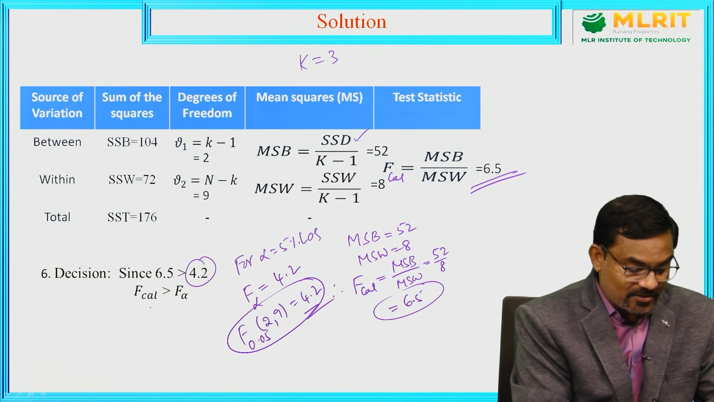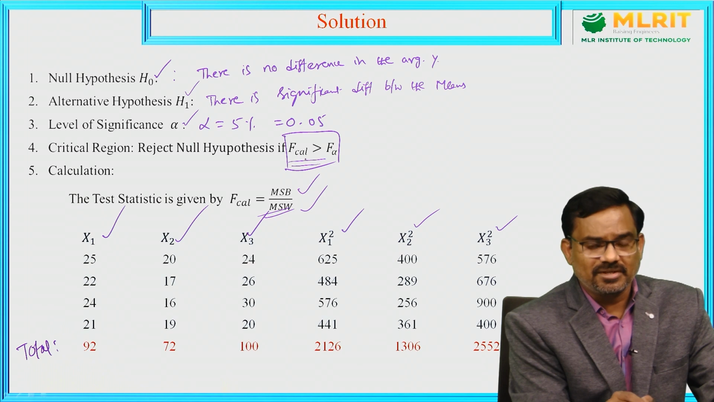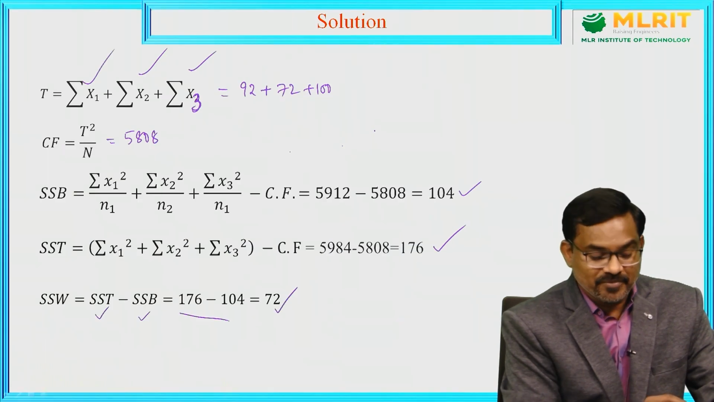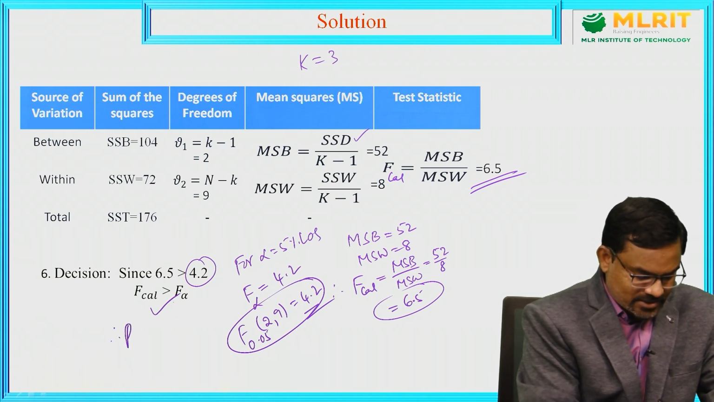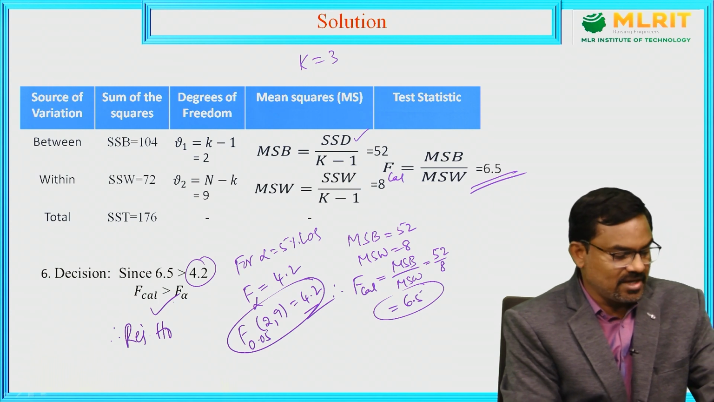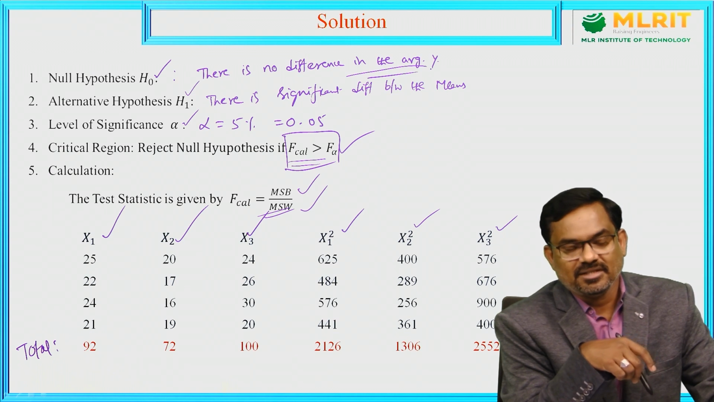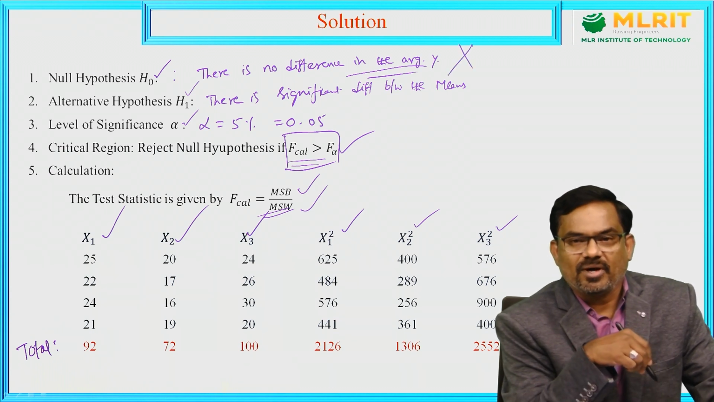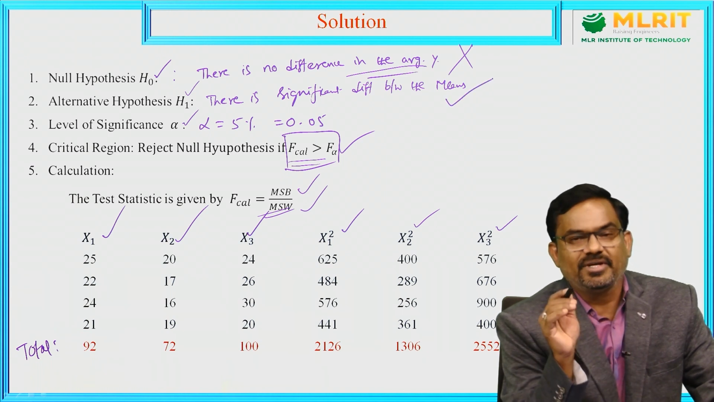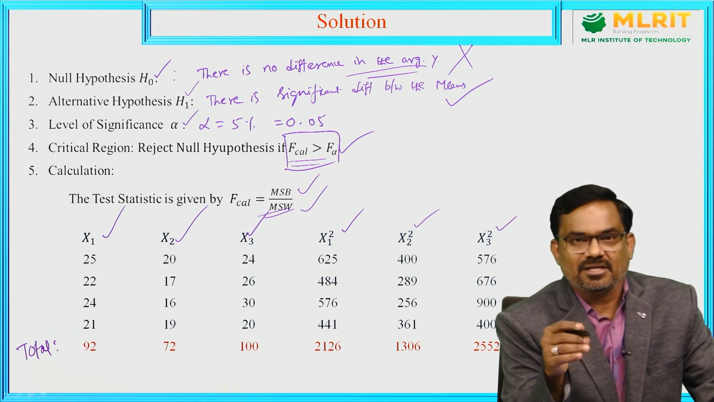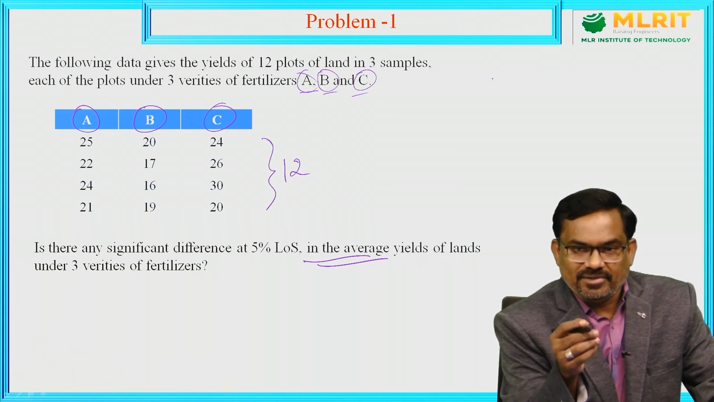Since the calculated value is greater than the tabular value, you can see here we have to reject the null hypothesis. If the calculated value is greater than the tabular value, we reject H naught. What is the H naught considered? There is no difference in the average yields. So, we are rejecting this H naught. What does it mean? We have to accept the alternative hypothesis that there is some significant difference between the 3 means of different yields or fertilizers A, B, C.